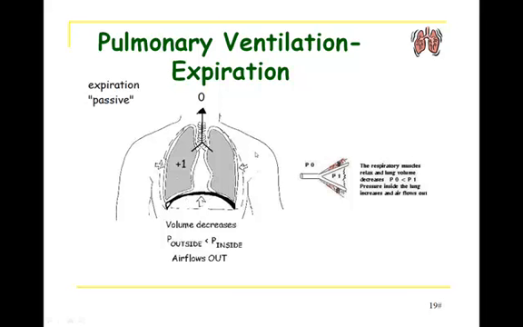Again, according to Boyle's law, volume decreases, so pressure is going to increase. Now the pressure in the lungs is greater than atmospheric pressure, so air will move out of the lungs until pressure is equalized. Normal inspiration is an active process. Normal expiration is a passive process. Just stop the nerve impulses, these structures go back to where they originally want to be, and air is going to move out of the lungs.